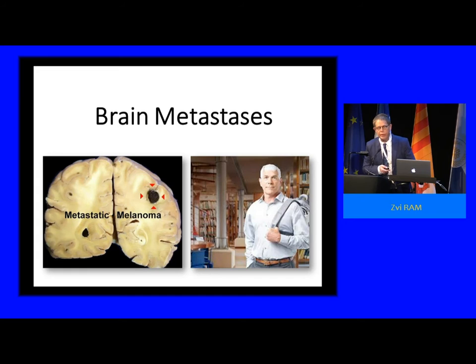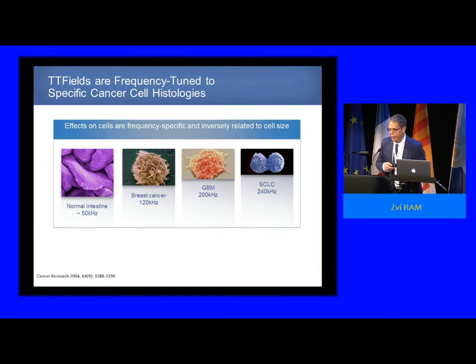So what do we know about using the TT fields for metastasis? TT fields should act on any tumor, not just primary malignant brain tumors. And in fact, the preclinical data we and others have done have shown that many tumor types are sensitive to electrical fields, except that they need a different frequency, which is in part related to the median size of the tumor cells.